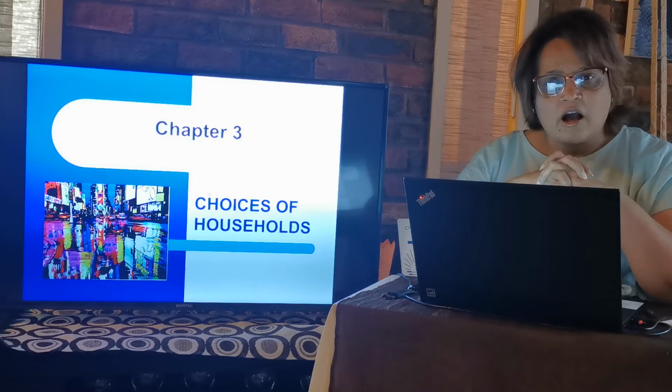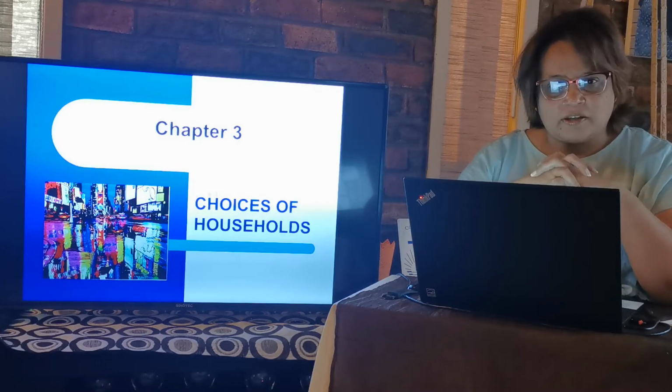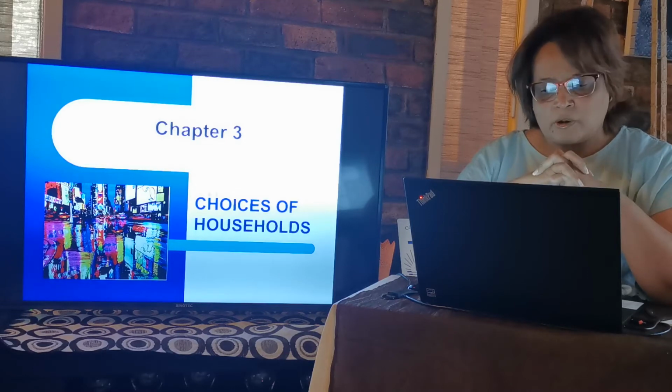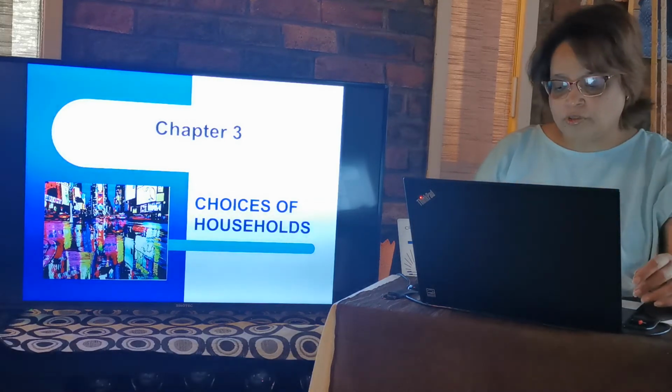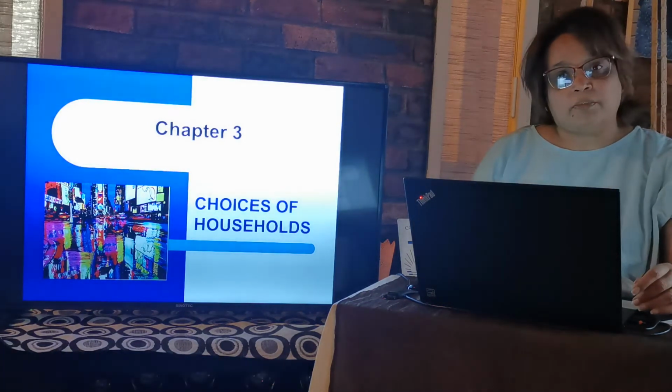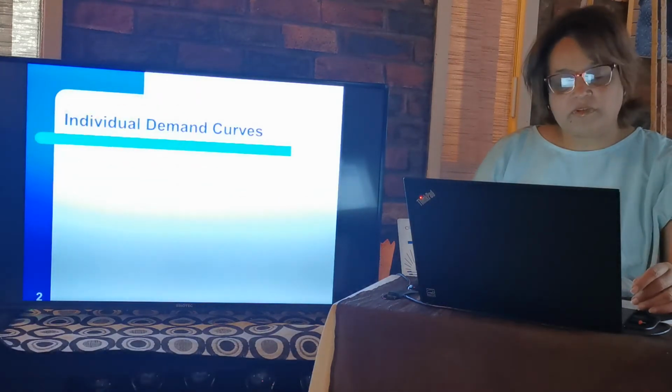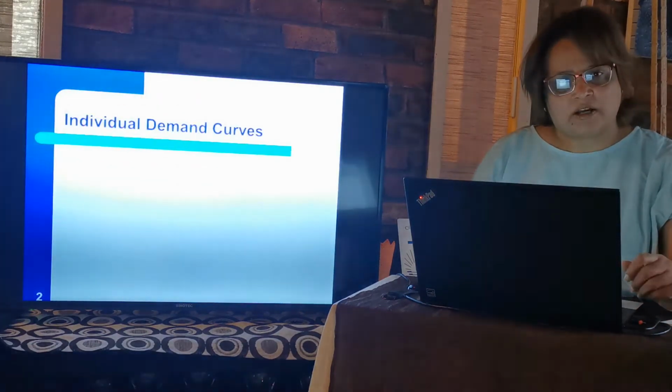So now we're on to the budget line for these households to determine what they must buy, how much of it they must buy, and with what they must buy it. And these are all the choices that they are going to make. We're going to start off with the individual demand curve. So what does that explain to us?